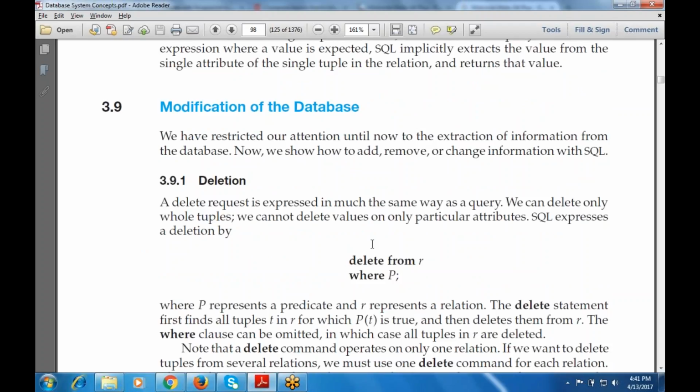Next is modification of the database, which we have already done. That is the delete command. It is a DML command that is expressed in much the same way as a query. We can delete only whole tuples; we cannot delete values on any particular attribute. We can delete the whole tuple, but not the values of a single attribute. So this will be used: delete from R.